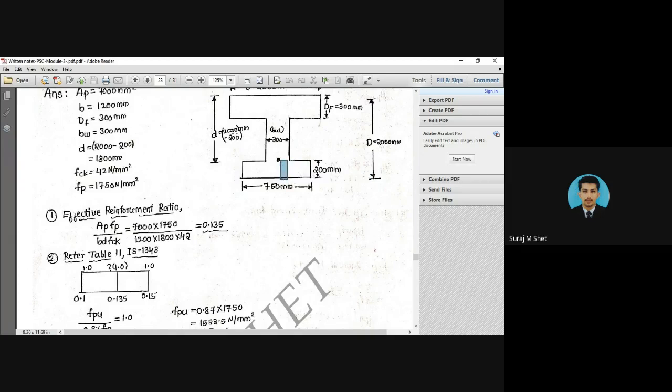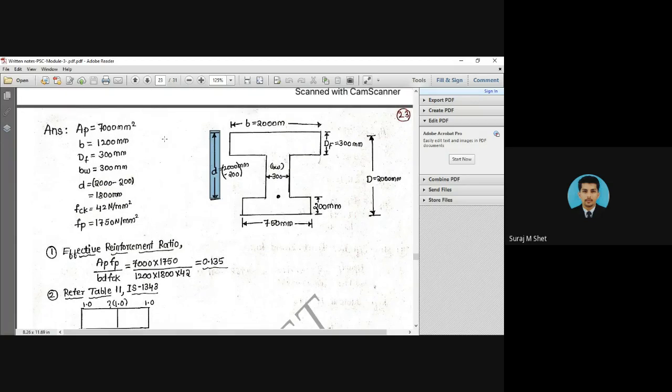So then how to calculate the d value, small d? Small d is equal to the overall depth 2000 minus 200. So this is your effective depth. How to calculate effective depth in the exam? Got it? This is a little twisted in the question. That's it, the remaining will be the same. So small d is equal to 2000 minus 200, and we get the effective depth.